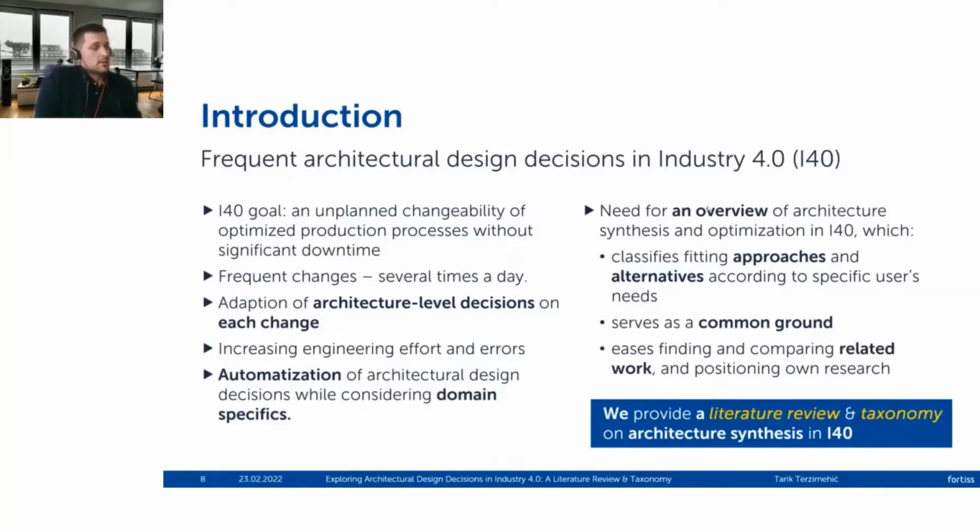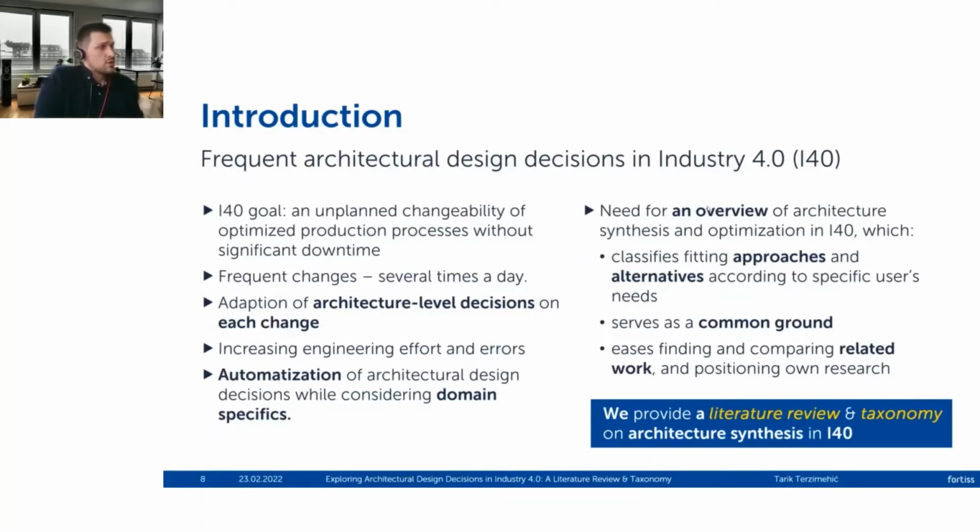So maybe calculating those decisions is time consuming and requests a lot of engineering effort, but it's done once, and we are then fine for many years. But in Industry 4.0, we have a goal to have a flexible production, so flexible and optimized production. So it's possible to change production very frequently, to produce a new product, or to minimize the downtime.